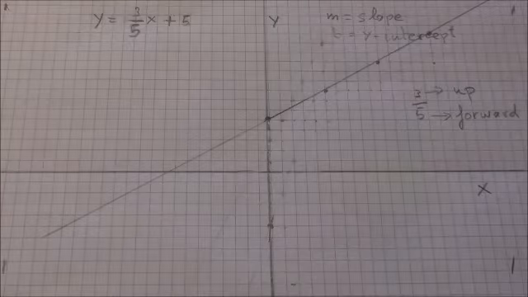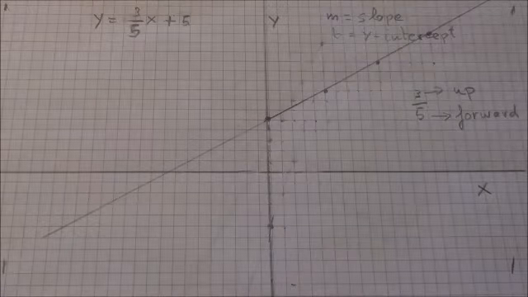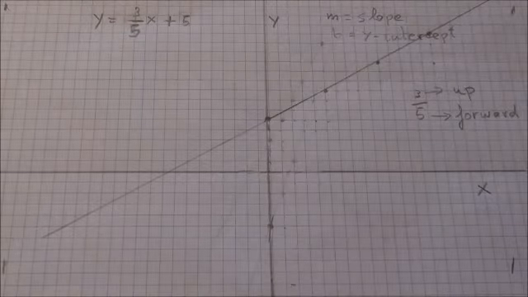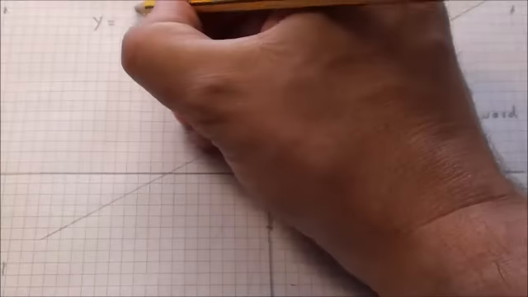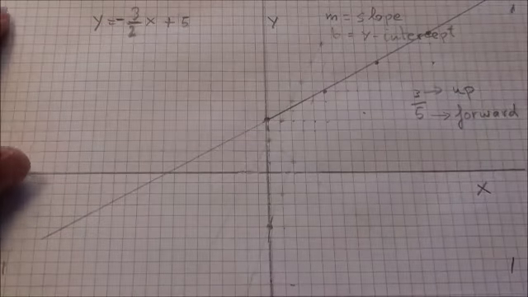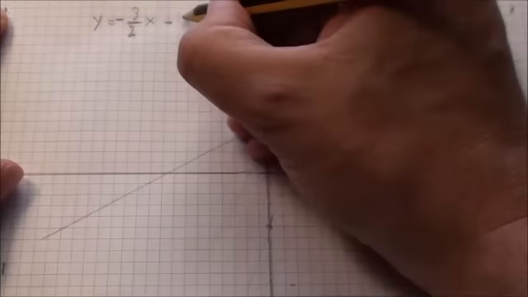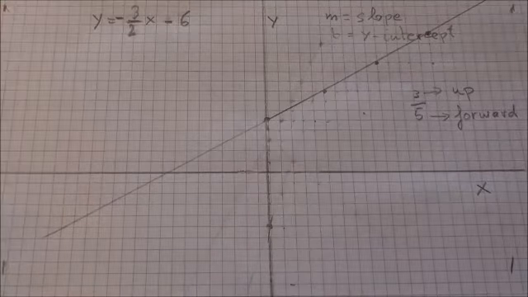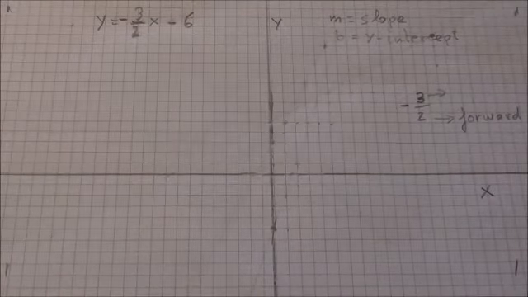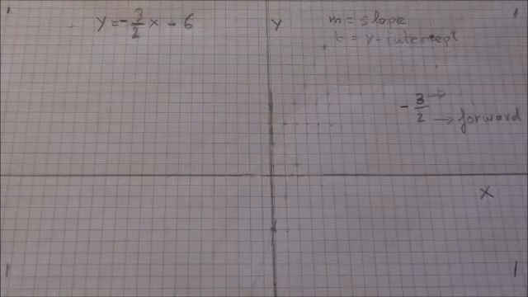Now we're going to change the slope again. We're going to keep it a fraction, but this time it will be a negative fraction, just to show you one more example. Instead of 3/5, we're going to make it 3/2, but negative, so -3/2. And the y-intercept, we're going to change it as well. We're going to make it -6. Okay, so now our function is y equals -3/2 x minus 6.